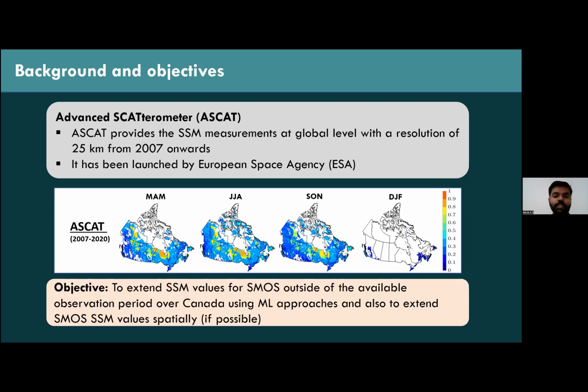The objective of this study is to extend surface soil moisture values for SMOS outside of the available observation period over Canada using machine learning based approaches, and also to extend SMOS surface soil moisture values spatially if possible. In this study, we use ASCAT data as ancillary data to validate the extended SMOS observations outside of their normal observation period.